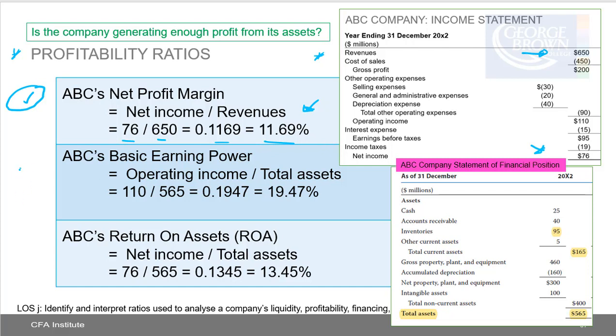The second profitability ratio that we need to be familiar with is ABC's basic earning power. The formula for basic earning power is operating income divided by total assets. We find our operating income from the income statement, however, we find our total assets from the balance sheet. This is ABC's statement of financial position for 20X2 and the income statement for 20X2.